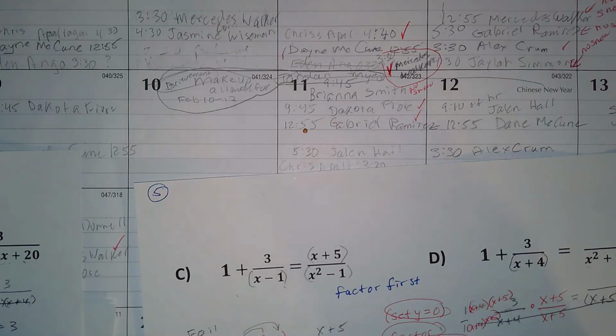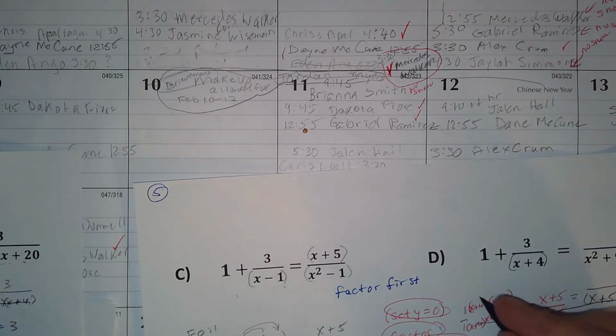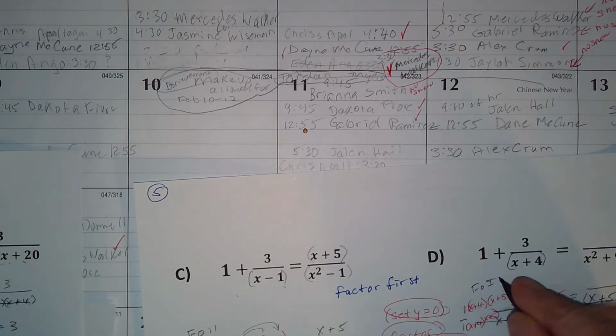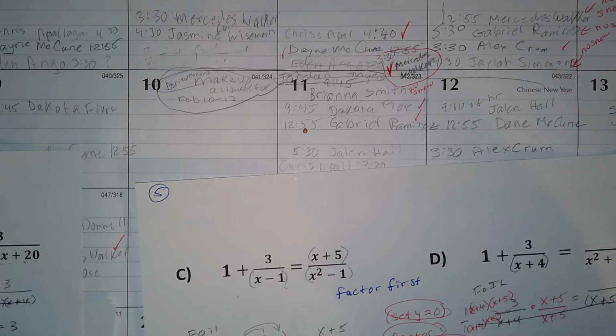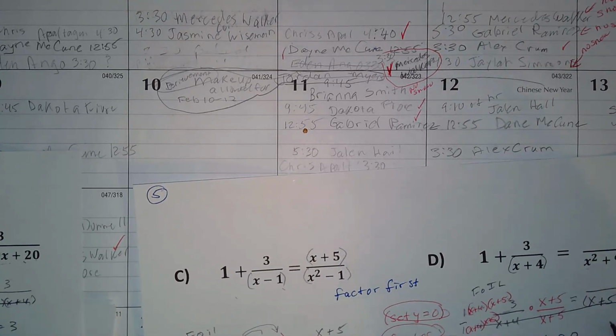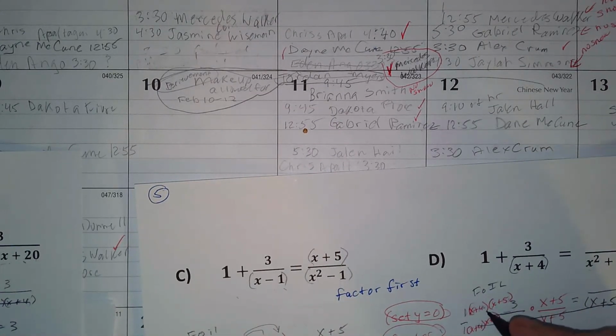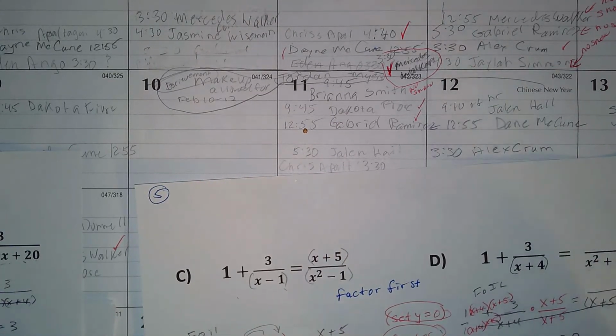So I've got, this is foiled, so I want to foil this. So x times x is x squared. x times 5 is 5x. 4 times x is 4x. And 5 times 4 is 20. Right? And then that was added, yeah, this was added here. So I put a plus sign there.